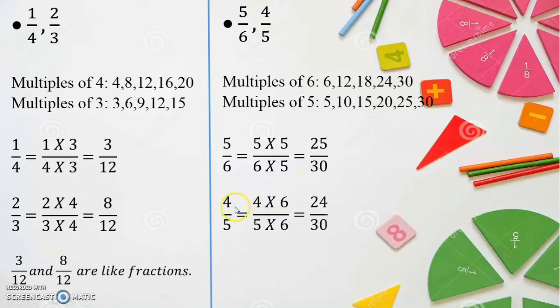In the next step we have 4 upon 5, the next fraction, and we multiply the denominator with 6 to get the denominator as 30. So 5 into 6 is 30, and the same number 6 we multiply to the numerator. So we get 4 into 6 is equal to 24. Therefore 25 upon 30 and 24 upon 30 are like fractions.